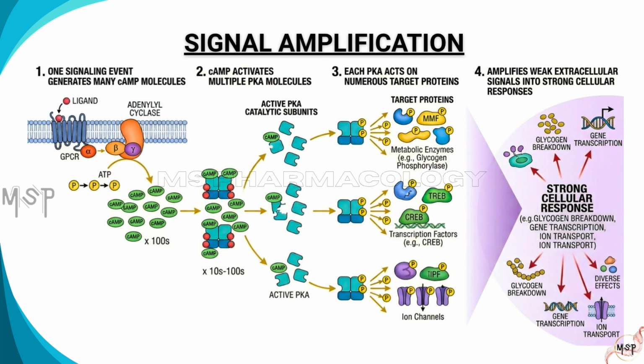Cyclic AMP signaling produces strong amplification effects. Small changes in receptor activity generate large amounts of cyclic AMP, which activates multiple PKA molecules, each acting on many downstream targets. This allows weak extracellular signals to produce strong cellular responses.